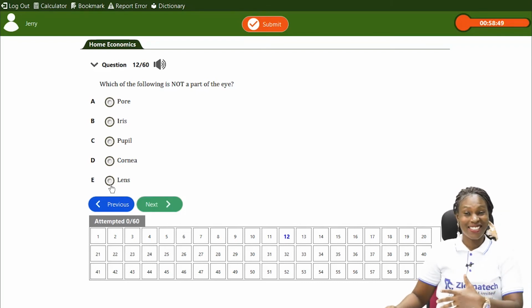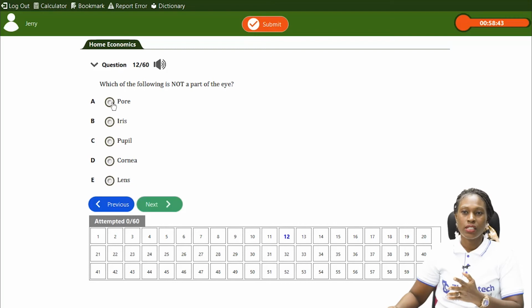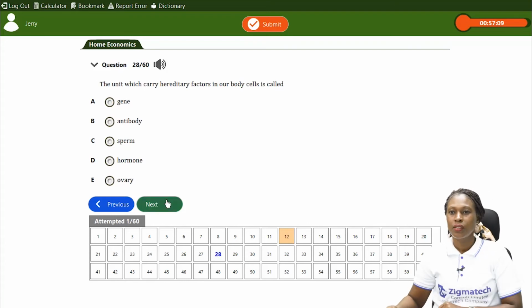So we've learned that, isn't it? So can you give me your answer? Of course, your guess is as good as mine. Pore is not, because iris is part of the eye, and then pupil, cornea, and lens, they're all parts of the eye. So the option here that we're to go with is A, pore is not a part of the eye. Let's look at the next question.